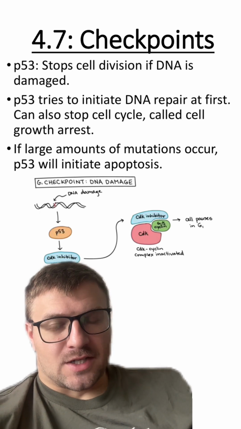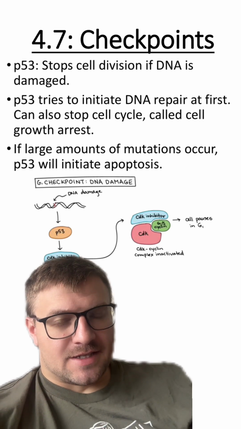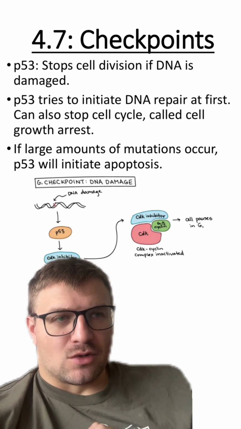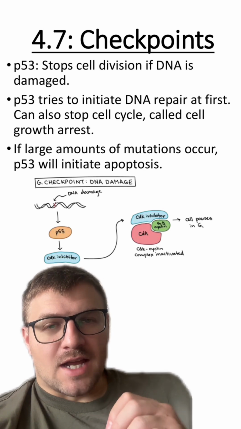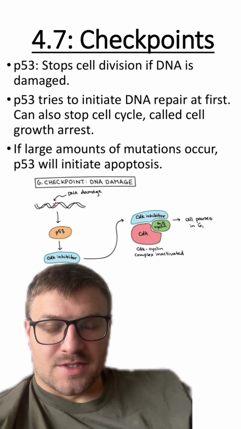P53 is going to be a protein. This is called protein 53. This protein is going to stop the cell if the DNA is damaged. First, the P53 protein is going to try to initiate the DNA to repair itself. The P53 protein can also inhibit the cell from going further into the cell cycle.